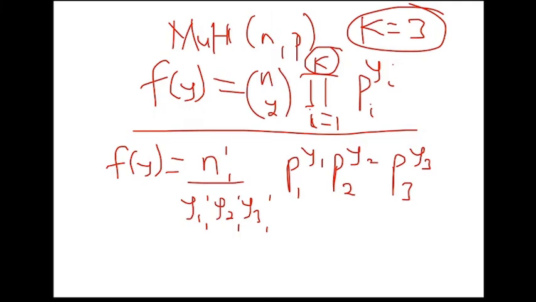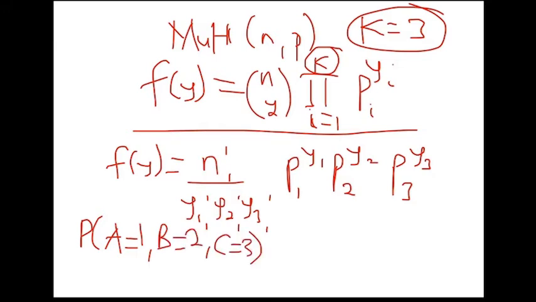So what do I want to find? I want to find the probability that player A will win 1 game, player B will win 2 games, and player C will win 3 games if they play 6 games. Now, what is my n? My n is going to be 6. They want to play 6 games, divided by y1, the number of games that player A will win, y2, the number of games that B will win.